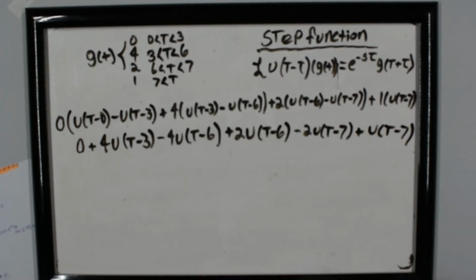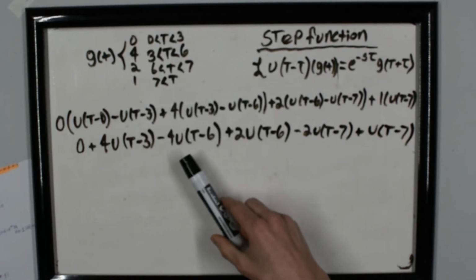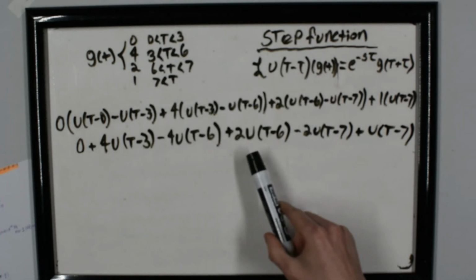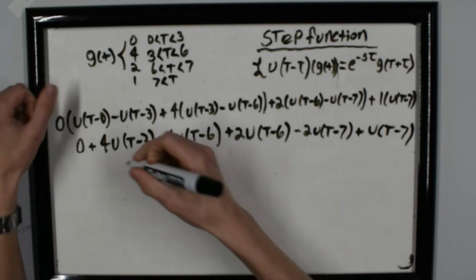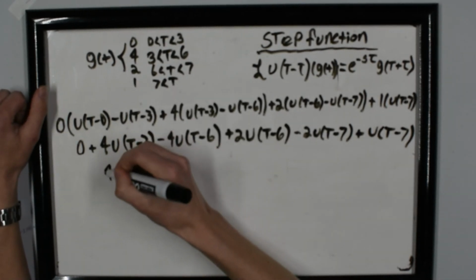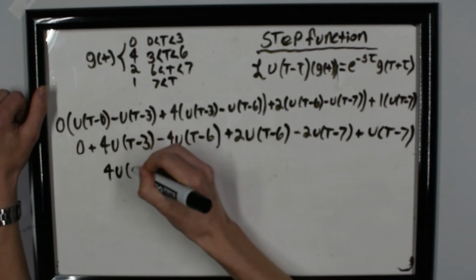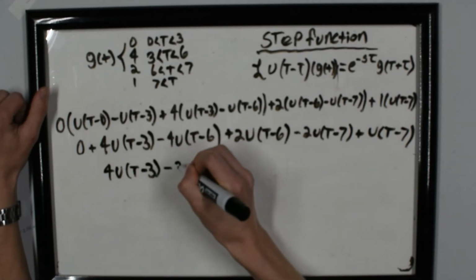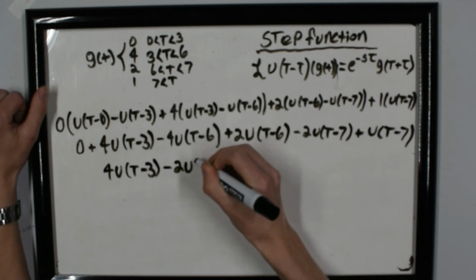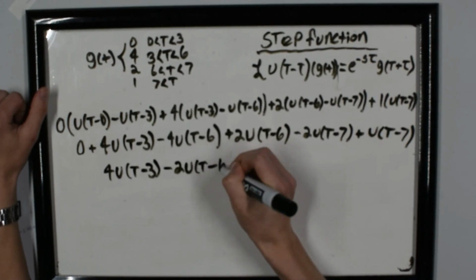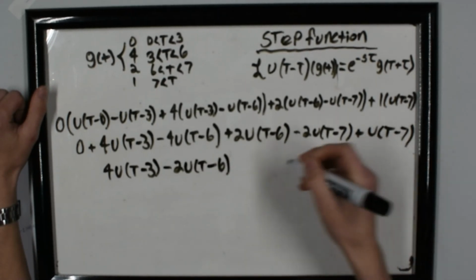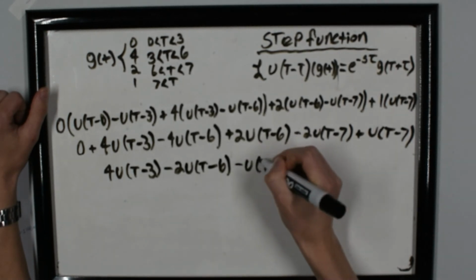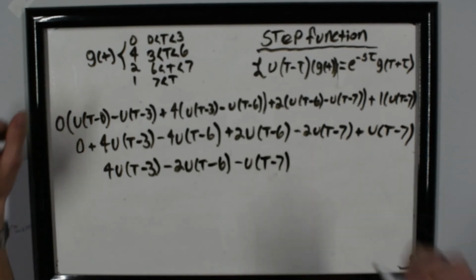Okay, so now what? Well, we can combine like terms. Even though these are step functions, we still have a negative 4u(t minus 6) plus a 2u(t minus 6), so we can add those together. So we have 4u(t minus 3) minus 2u(t minus 6) and minus u(t minus 7).